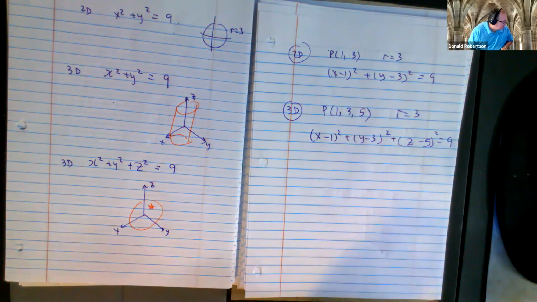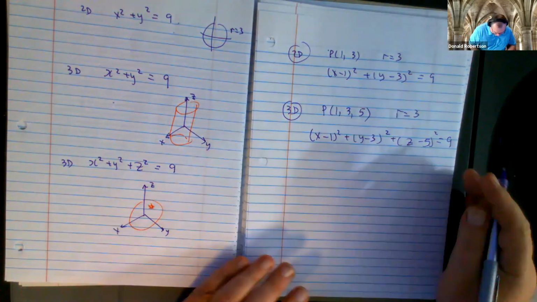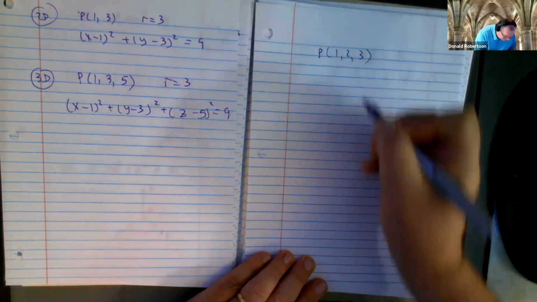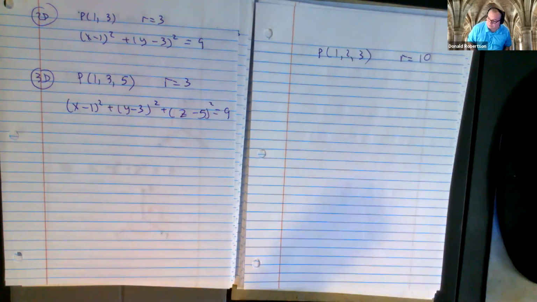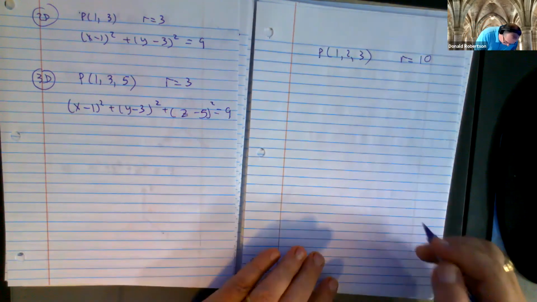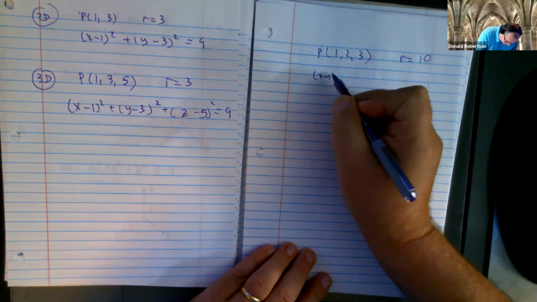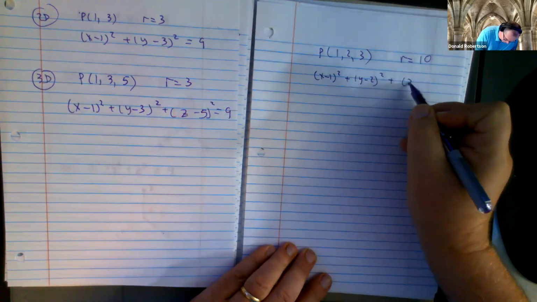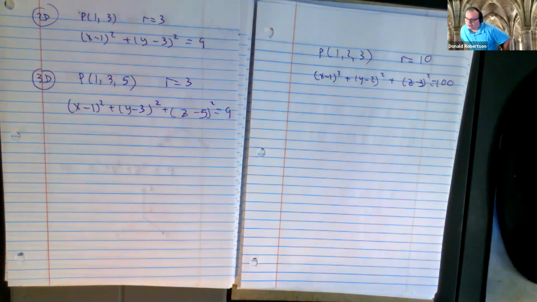So let's work backwards. Let's suppose I tell you the center of a sphere is that point, and I tell you its radius is 10. Then the equation of that sphere would be that. Agreed? And you get questions like that.